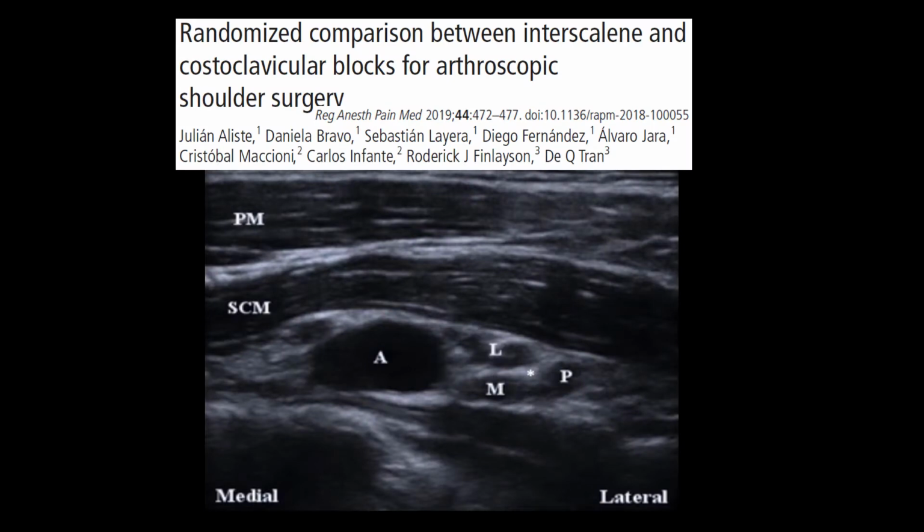Another block that we'll be covering is the costoclavicular block. This is a slightly more proximal infraclavicular approach to the brachial plexus. Again, hoping to preserve the phrenic nerve, but still blocking the innervation to the shoulder. This has the probe that's inferior to the clavicle. Here you have the axillary artery, the lateral, medial, and posterior cords. And this is the area that you'd want to block when performing a costoclavicular nerve block.